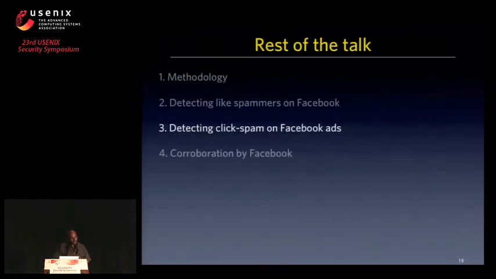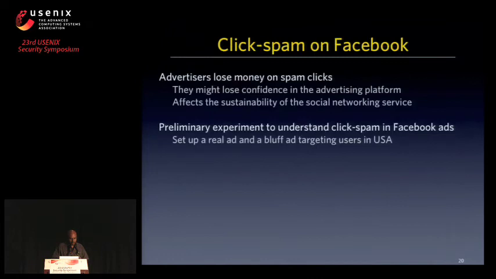Now, let's jump into the second application of our technique. Now that we can catch like spam, let's look at how we can apply this anomaly classifier to detect click fraud on the Facebook ad platform. I'll jump into a bit of motivation here, but you've already heard about click fraud from the previous talk. The main problem here is that advertisers lose money on spam clicks. And if this happens, they might lose confidence in the advertising platform, and this affects the sustainability of the social networking service, in this case, Facebook.